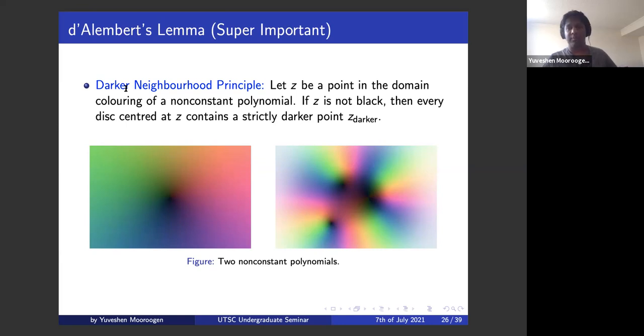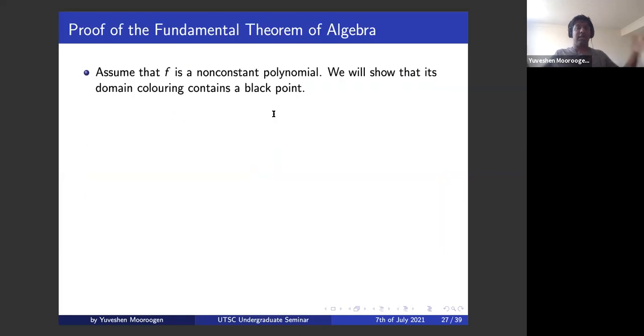For hopefully self-evident reasons, I'm going to refer to this lemma as the darker neighborhood principle, just to be consistent with what Villemin does in his paper. So here's how the argument goes. Let's assume that we're working with some non-constant polynomial. I'm going to show that its domain coloring has to contain some black point.